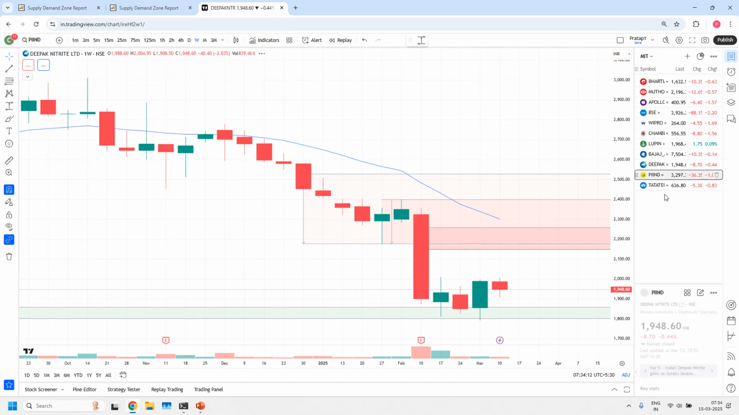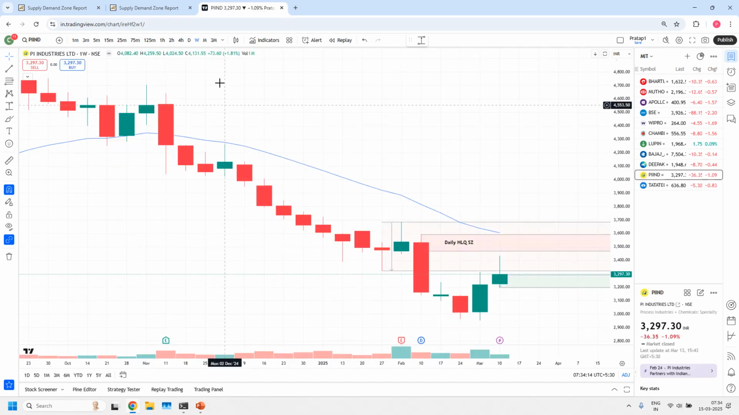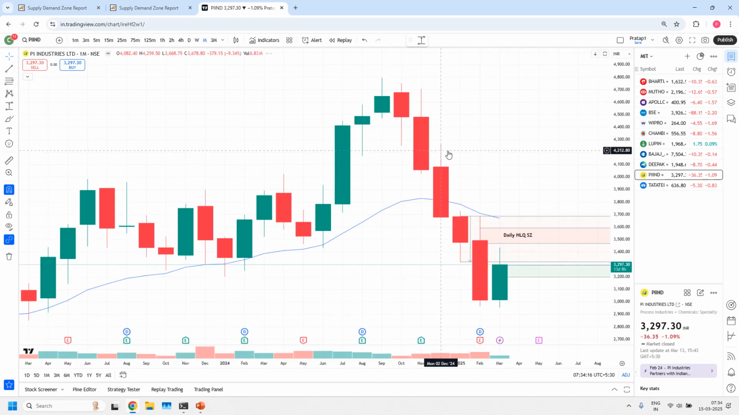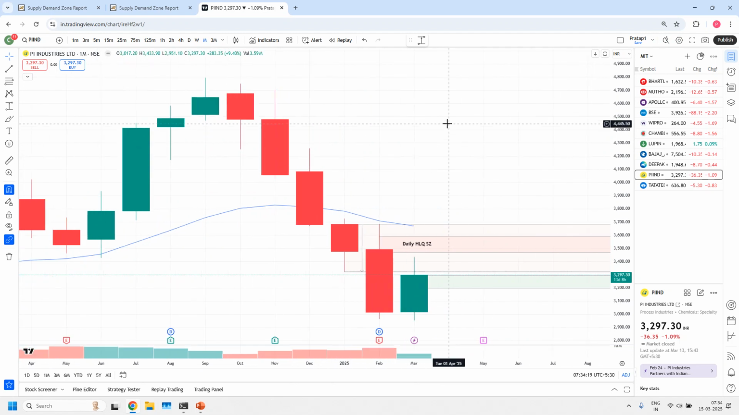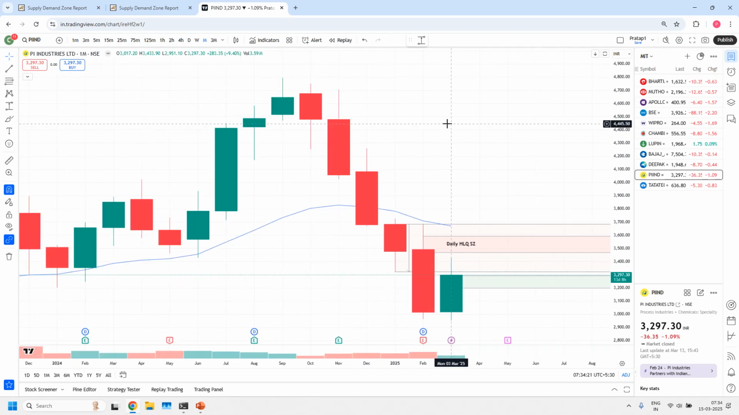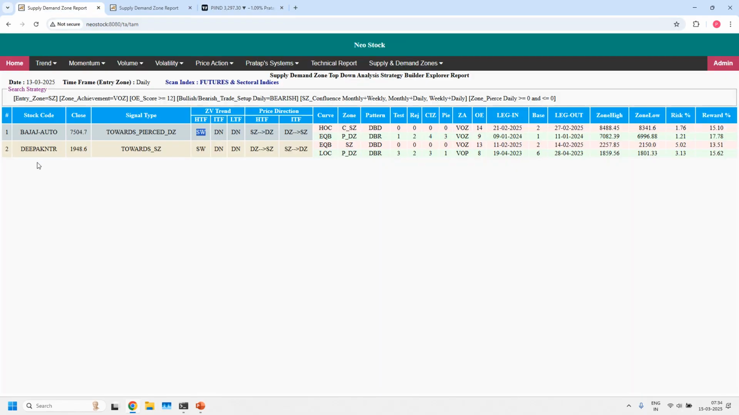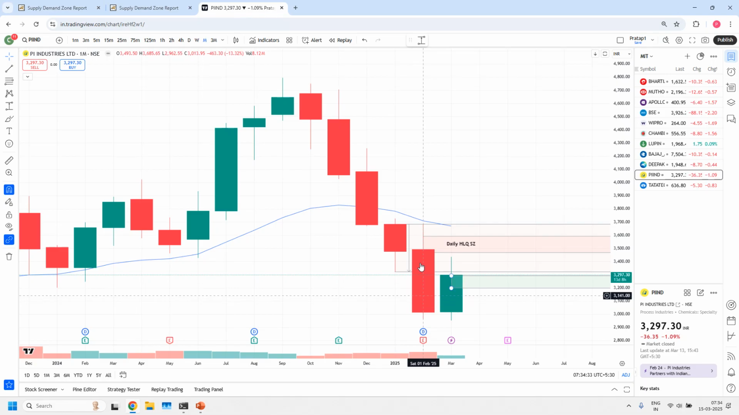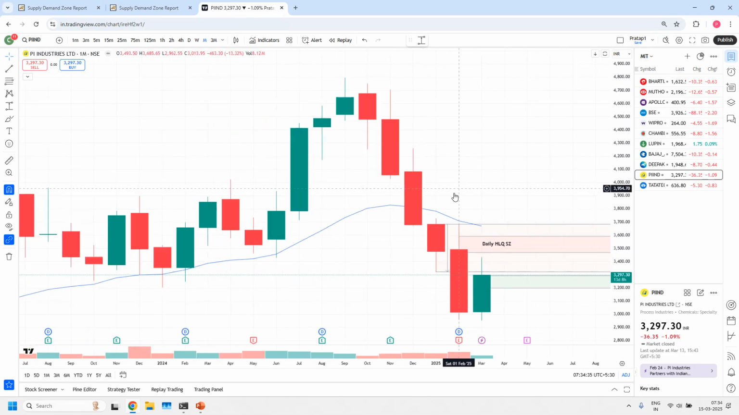What about third one, PI Industries? This is not having monthly EMA confluence. Go to monthly. Your monthly zone is there. Drop, base, drop. Why it is not listed, PI Industries? Drop, base, drop.